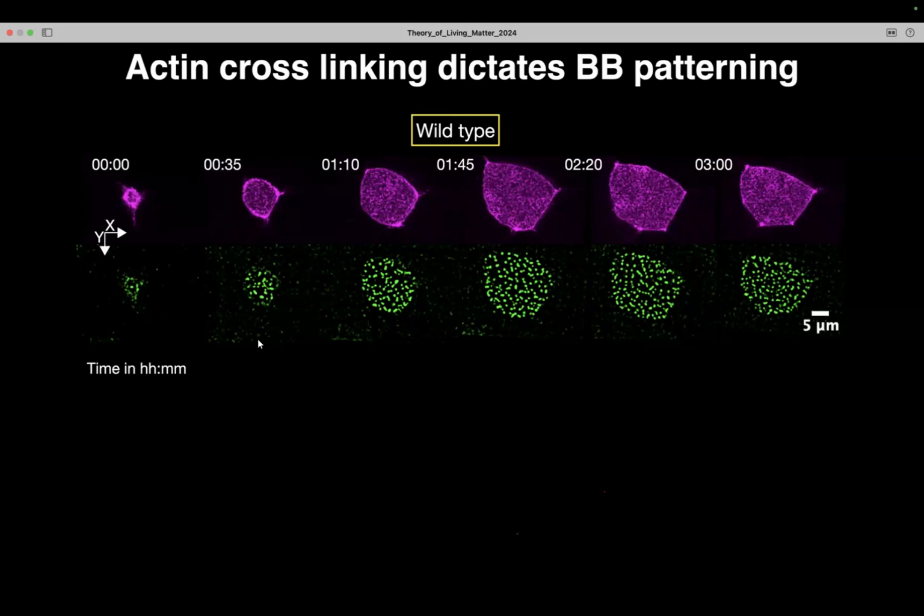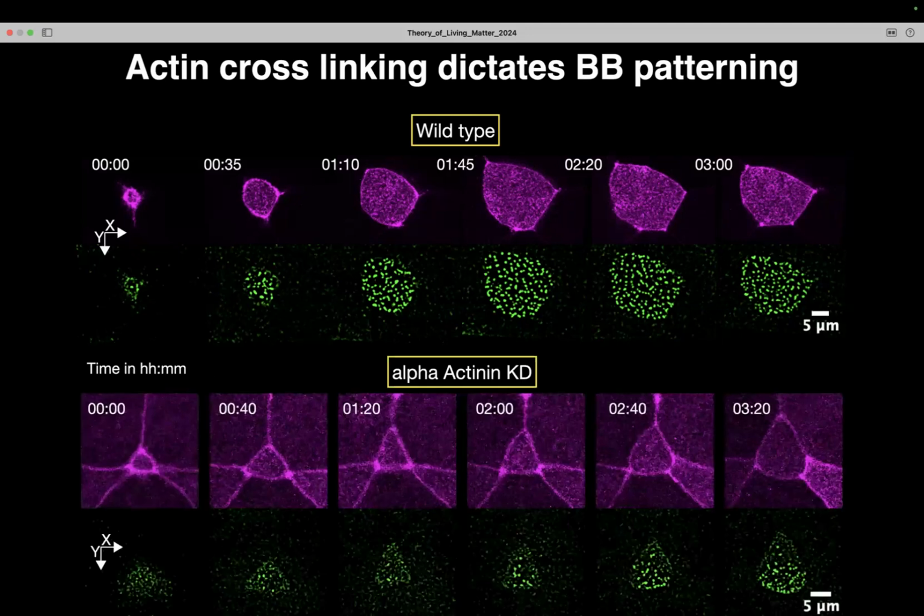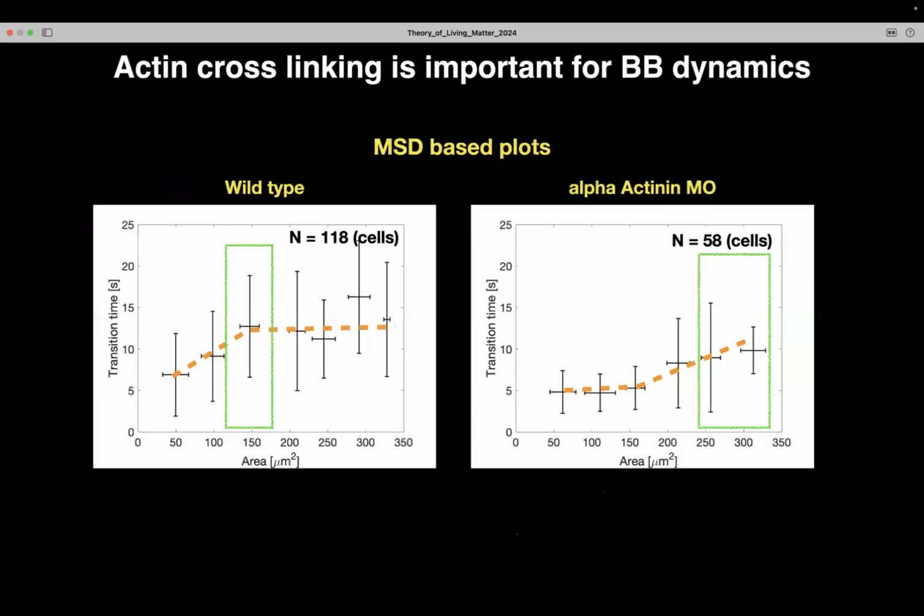Again, just to remind you, on the top we see the process of apical expansion and basal body patterning in the control situation, and at the bottom I'm visualizing the dynamics of apical actin and also the distribution of basal bodies when we knock down the major cross-linker of actin, in our case alpha-actinin 1. All right, so what else did we do here?